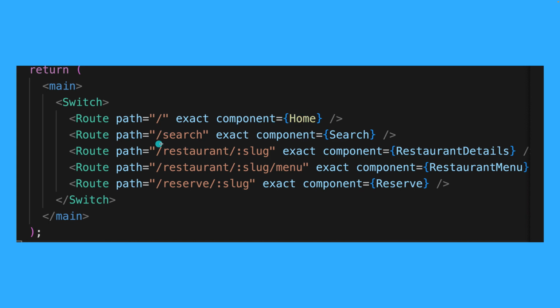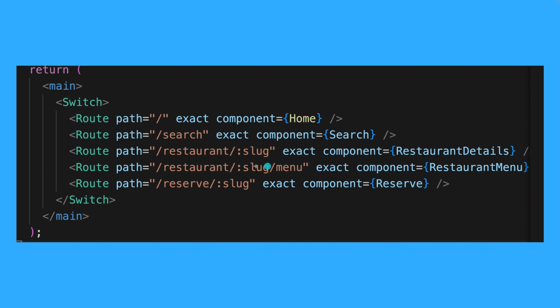Whenever we're on the search path, let's render this search component. Whenever we're on the /restaurant/slug path, and slug is like the name of the restaurant, then I want to render the restaurant details component. And to define dynamic routes, we would have these colons before the route name. So this right here is dynamic. It can be whatever it is that we want. It can be Shake Shack, could be McDonald's, can be whatever.